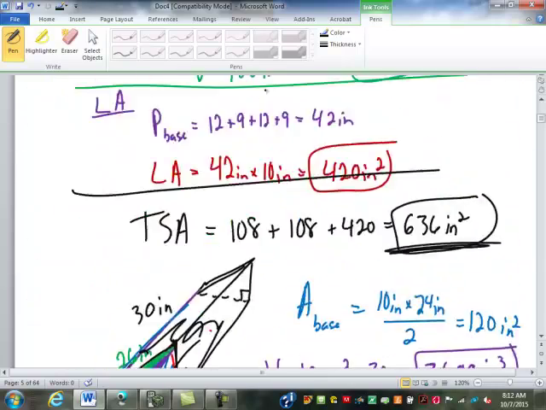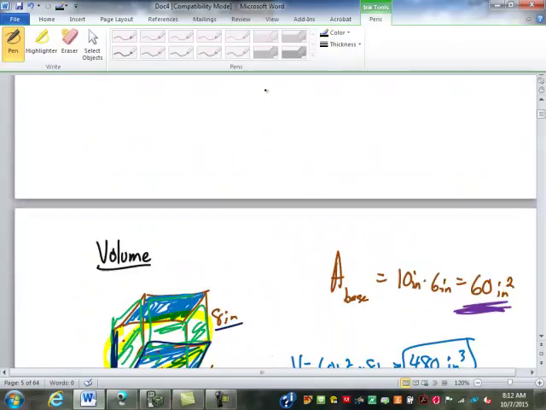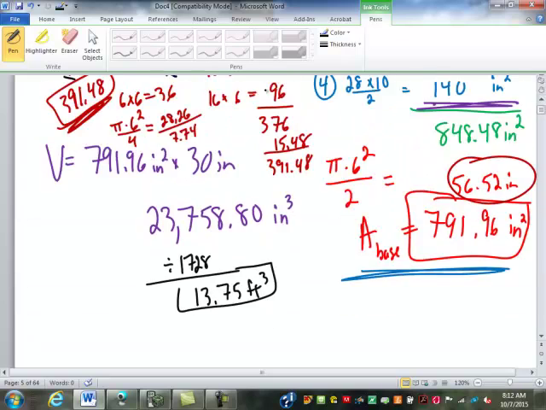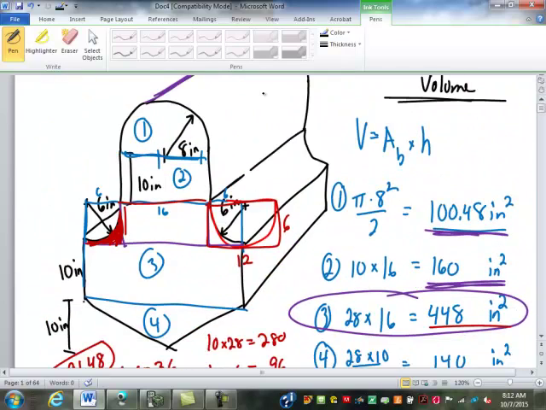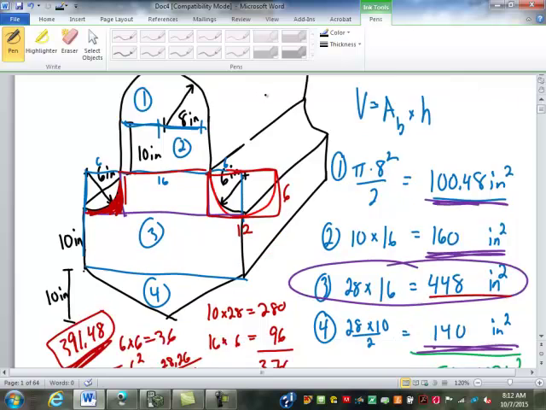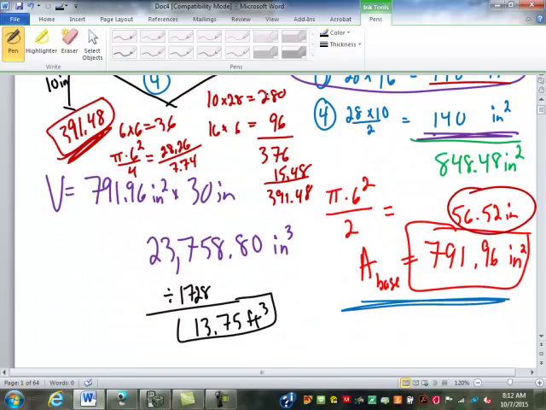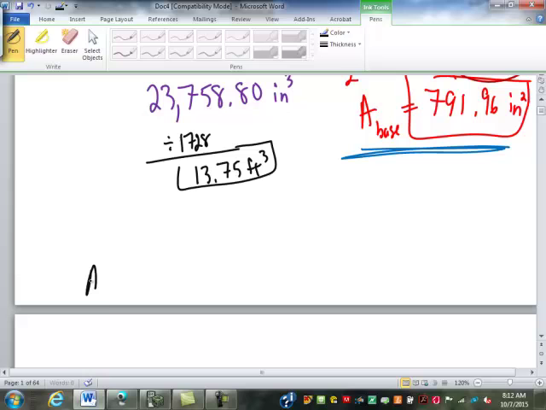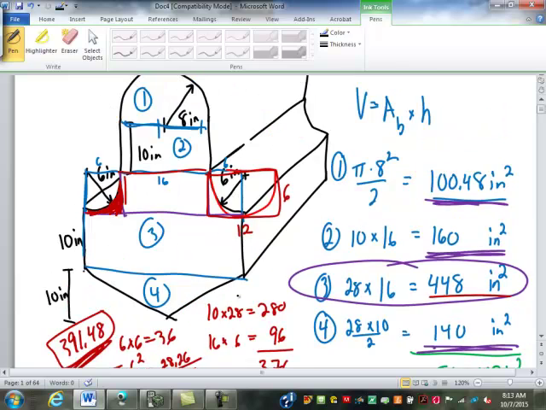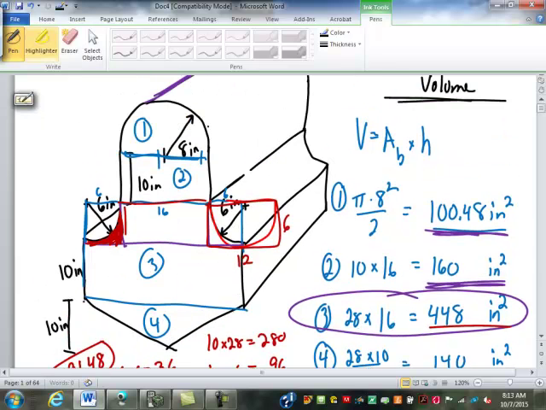Now, let the fun start. I told you to leave some blank space here. We've already found the area of the base, 791.96 square inches. We're going to need 2 of those for our surface area. Now we need the perimeter of our base.